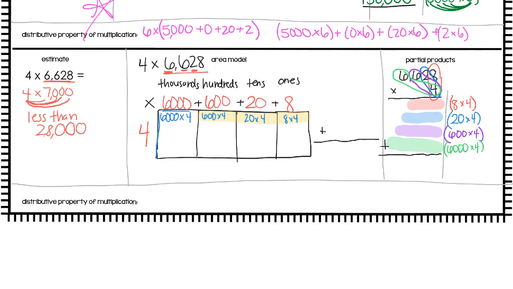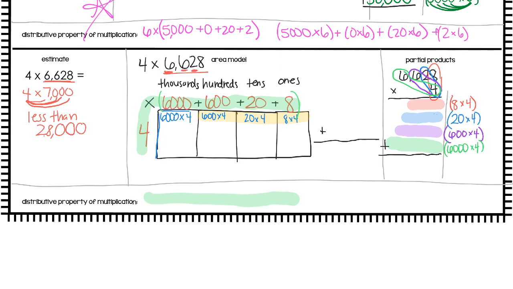Lastly, we're going to move on to the distributive property. I always see it the easiest in the area model. I took 6,628 and wrote it in expanded form, so that all goes in parentheses. And then I multiplied the whole thing times 4. So I have 4 times 6,000 plus 600 plus 20 plus 8. So that goes here.